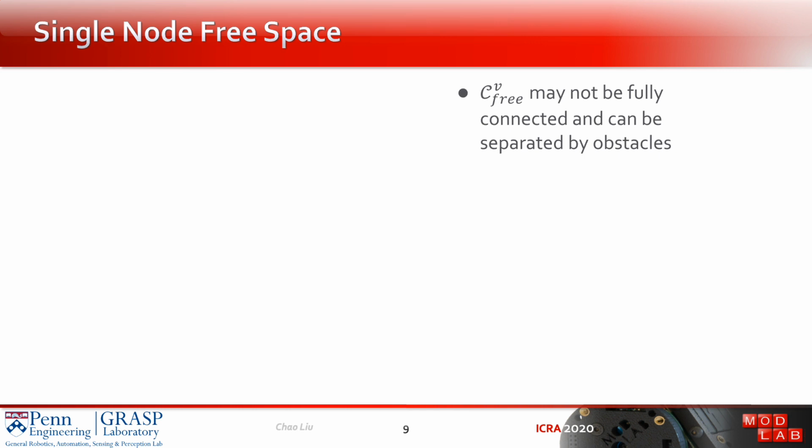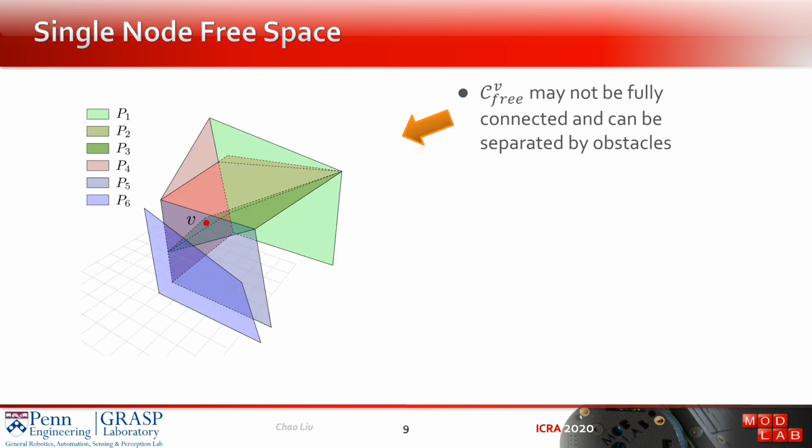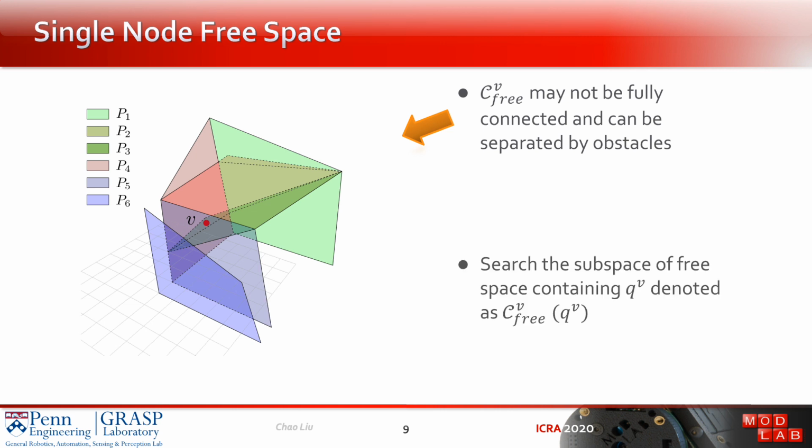The free space of a node may not be fully connected, and not all obstacle regions can affect the geometry reconfiguration motion of the node. For example, for this node V, these polygons are the whole obstacle regions, and the node is currently enclosed by polygon P1, P2, P3, P4, and P5. And the free space outside this region is separated by these polygons. Polygon P6 has nothing to do with the enclosed free space containing node V, where node V can move freely as long as its path is inside this space. Our goal is to find this enclosed subspace containing the current location of the node.